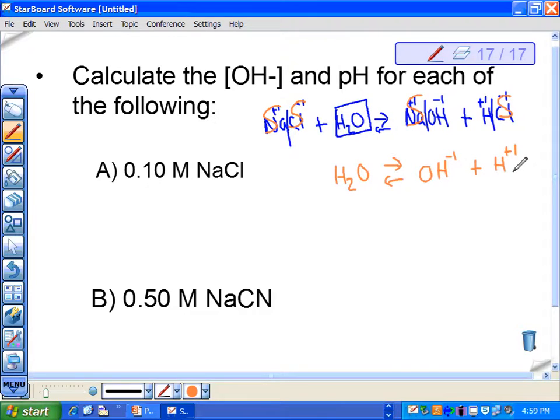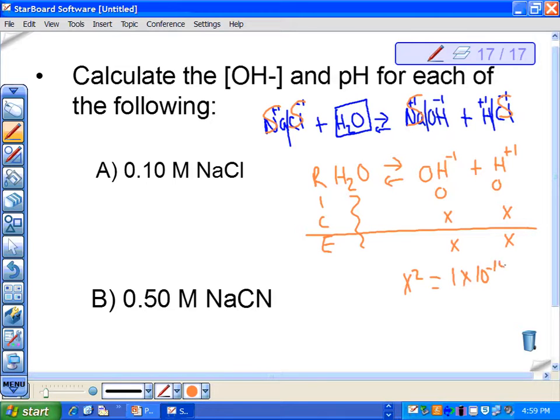And so if we think about it, first off, if we were trying to RICE it, which we could, notice that that's a spectator, I took this out. So that 0.1 molar there is kind of irrelevant. And water's kind of irrelevant too because it's not in the equation. This starts out at 0. Well, if you had x and x and x and x, there's no bottom. You would end up with x squared equals Kw, because that's water, which is 1 times 10 to the negative 14.